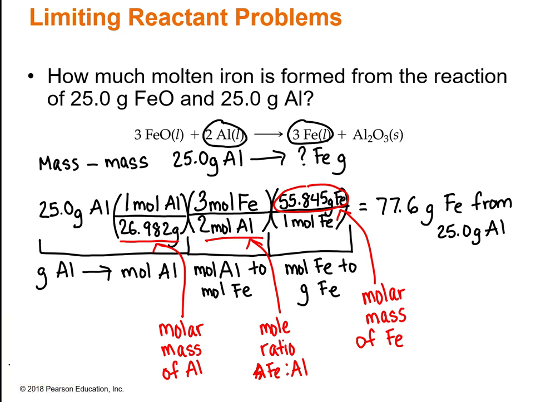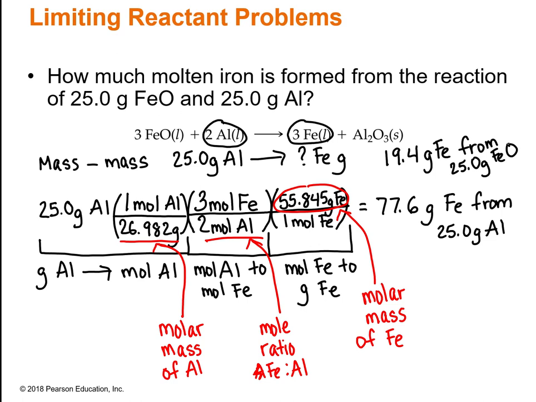The moral of the story is you need to get comfortable with those stoichiometry problem types. Now, if you remember from the previous slide, because we're still not done, we need to figure out how much molten iron is actually made from the combination of these two reactants with this different amount. So on the other slide, we said that we made 19.4 grams of molten iron from that iron 2 oxide. If we were to react all of the aluminum, we would make 77.6 grams of iron.